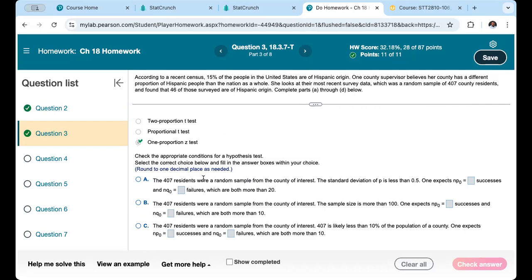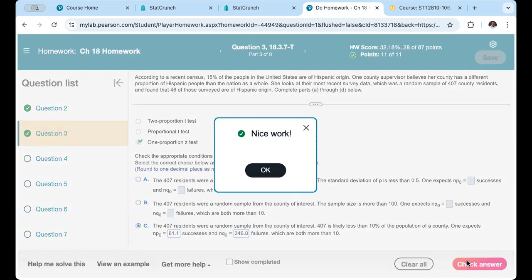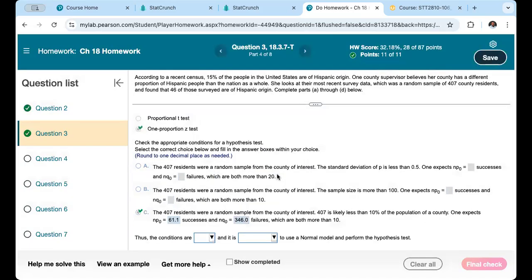So they say I should round to one decimal place. So I got 61.05. So that is 61.1. And then for you to get n q naught, we learned already that q naught is the same as what? 1 minus p naught. So 1 minus 0.15, which gives you 0.85 times 407. So that is, I got 345.95, but they said to round to what? One decimal place. So if I round the 5 up, it gives me 346.0. Is that okay? Yours could be different, so you have to be able to check that.